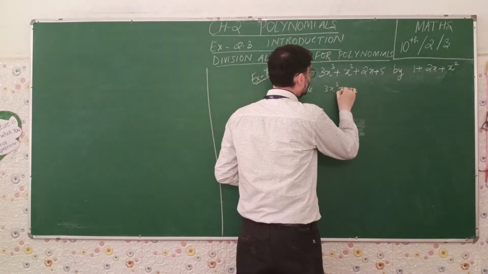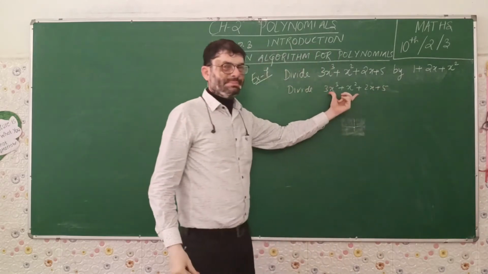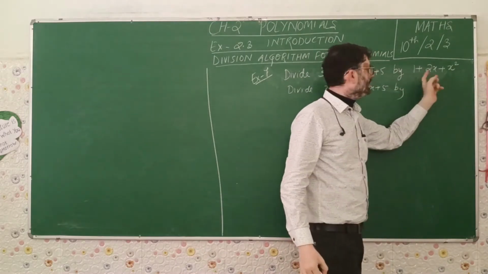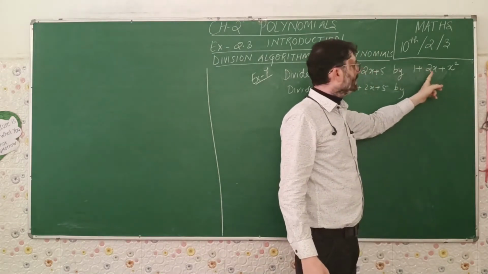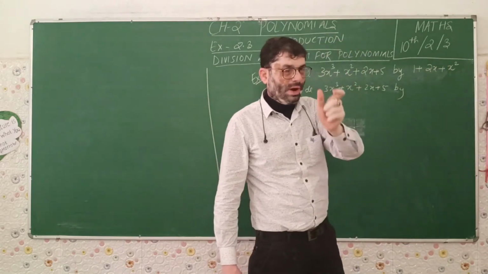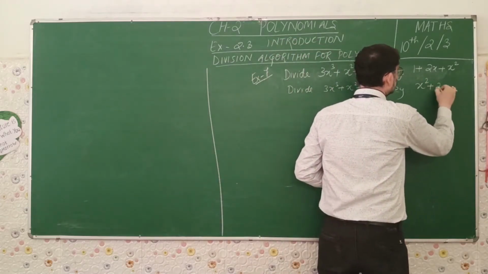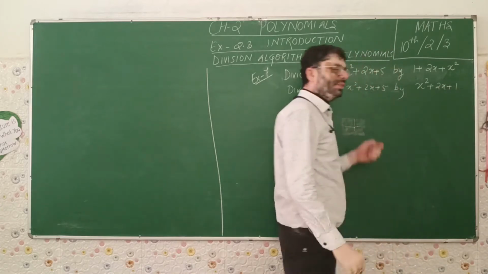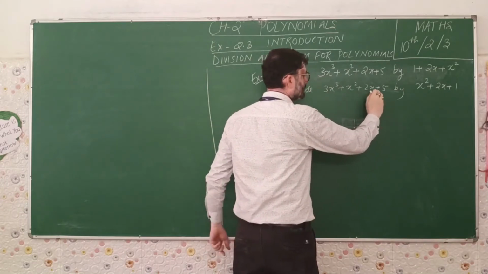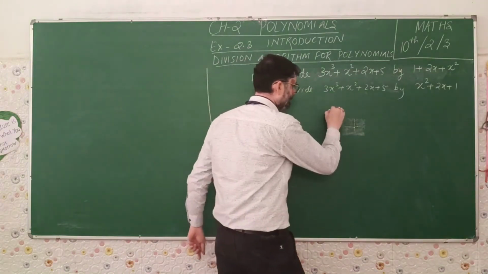So this would have been written by divide 3x cubed plus x squared plus 2x plus 5. This is in the decreasing power of x. But this was not in the decreasing power of x. Here the degree of x is 0, the degree of x is 1, the degree of x is 2. It should have been the degree of x 2, 1 and 0 for the decreasing power of x. So this would have been written as x squared plus 2x plus 1. And now we will be dividing 3x cubed plus x squared plus 2x plus 5 by x squared plus 2x plus 1. So let us divide it.